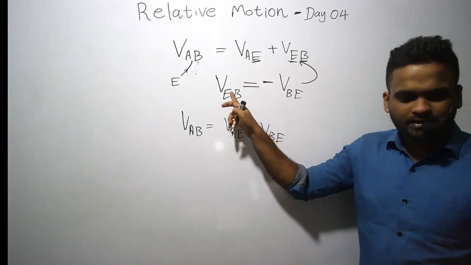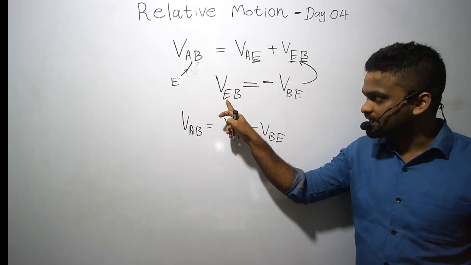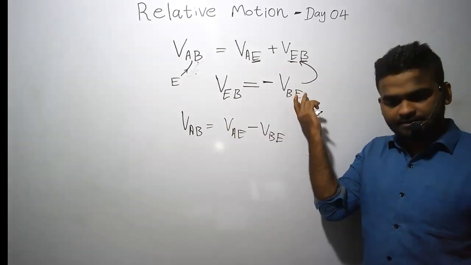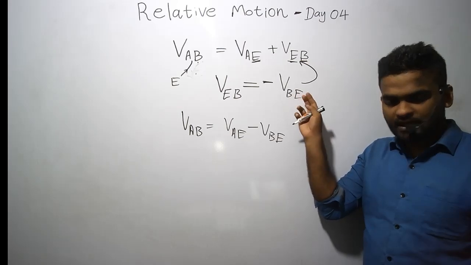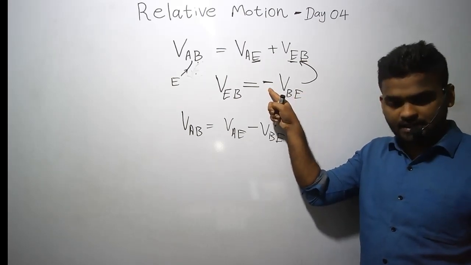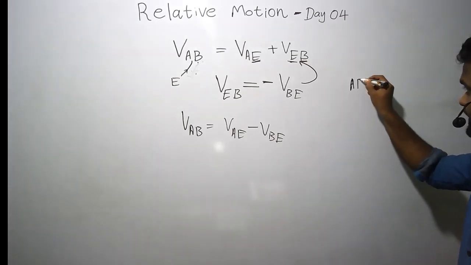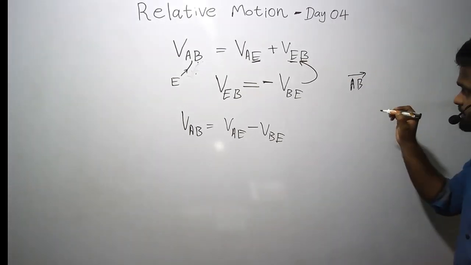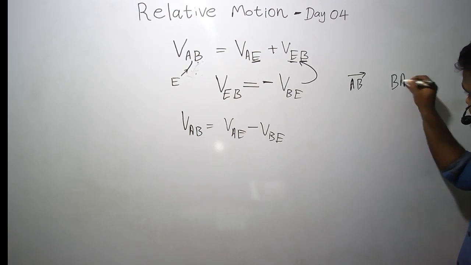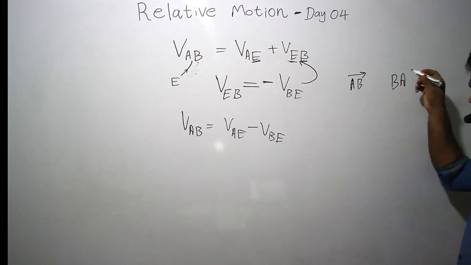So you don't have to think too much about it. When you have vector EB, you can change the letters. You can switch the letters, right, to BE, and you can put a minus there. It is a vector thing, right? Let's say you have vector AB to this side. And if you change the letters, what do you get?